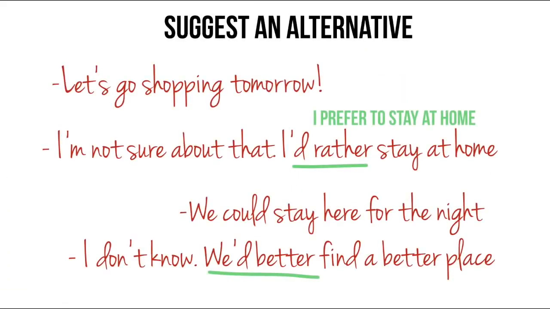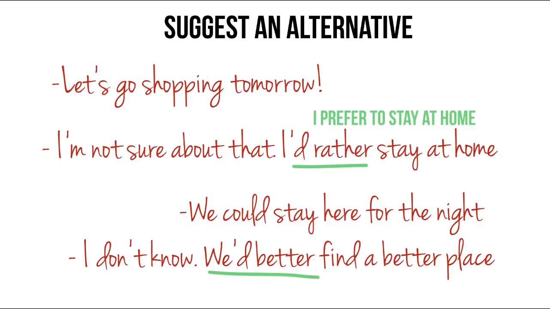Let's go shopping tomorrow. I'm not sure about that. I'd rather stay at home, or I prefer to stay at home. Please pay attention that when we use prefer, we use the to infinitive, but when we use I'd rather or we'd rather, we use the bare infinitive.